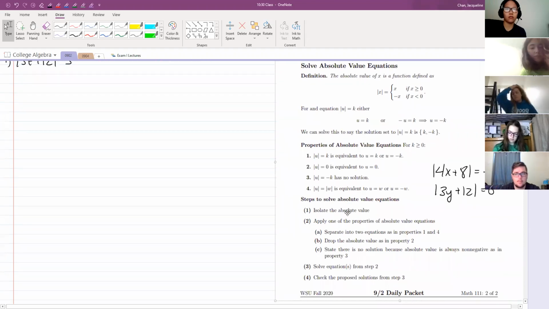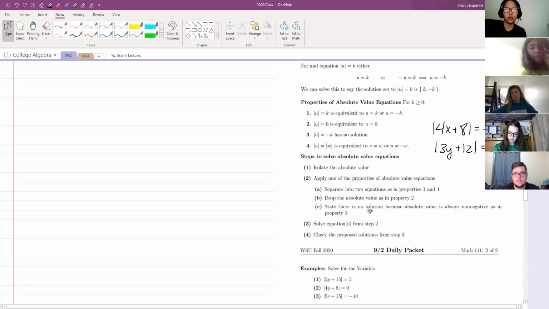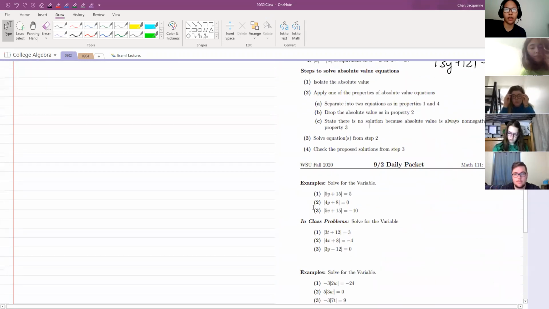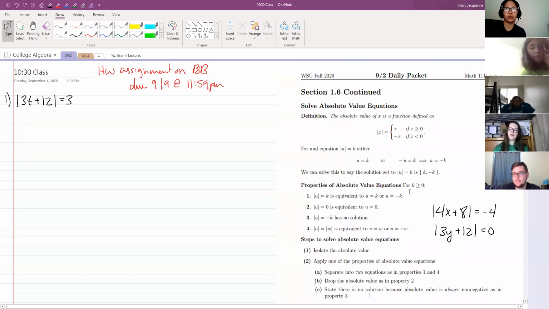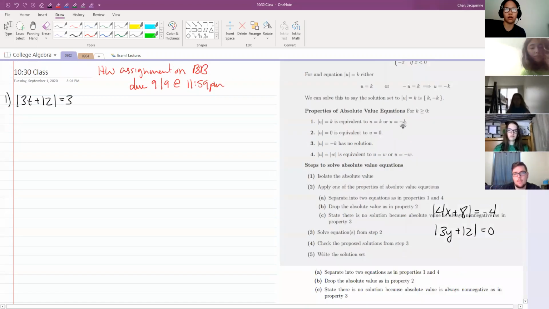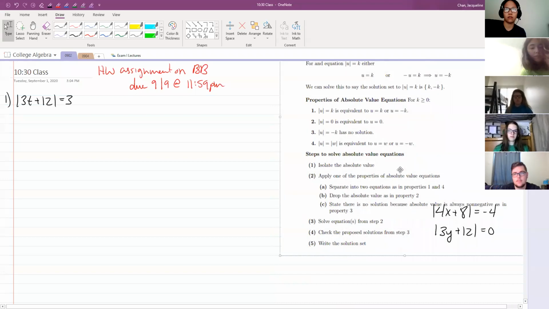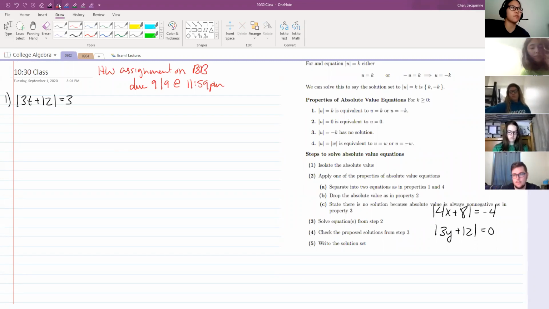Right, so let's go ahead and get started. Our in-class problem says solve for the variable, and we're given the absolute value of 3t plus 12 is equal to 3. We can follow these steps right here. So I have the absolute value of 3t plus 12 equals 3. Can someone tell me what's the very first thing I do, or first thing I check?